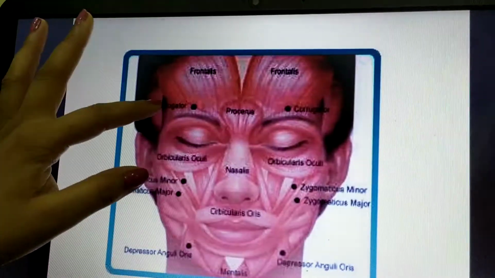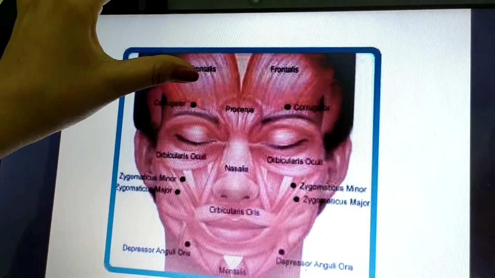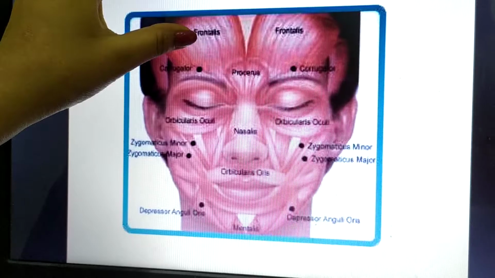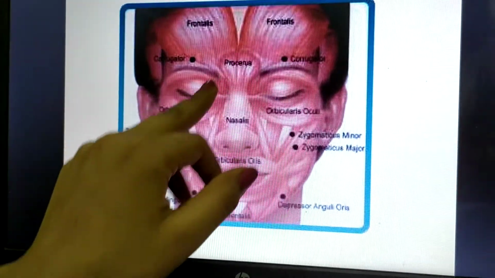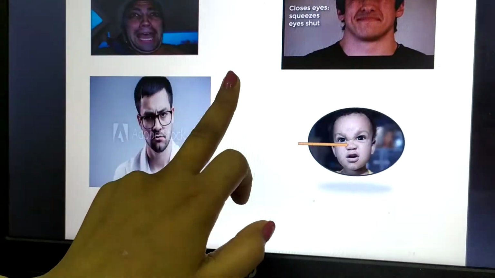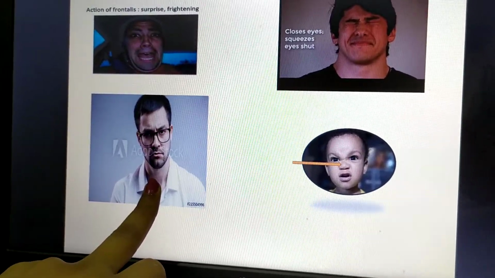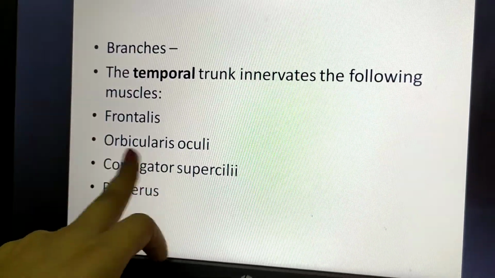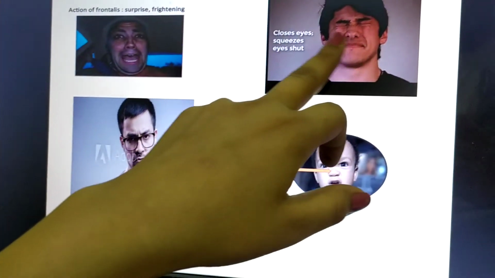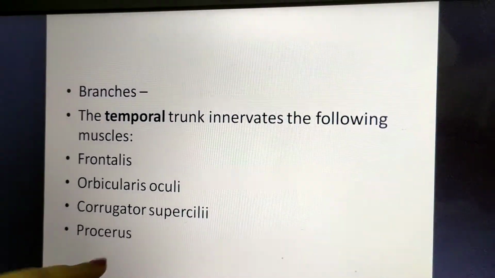The function of frontalis is to pull the eyebrows upward, and it works during surprise. When we are very much surprised, frontalis works. Corrugator supercilii pulls the skin medially and downward, so it is helpful for frowning. When we frown, the corrugator supercilii works. Orbicularis oculi is responsible for closing the eyes. And the last one is procerus.